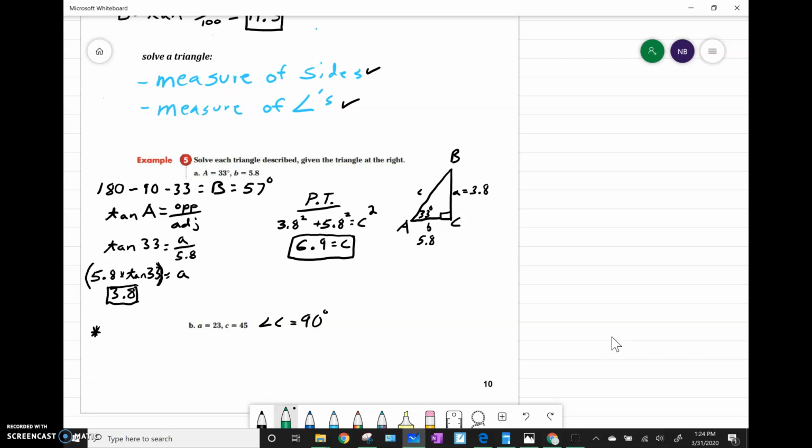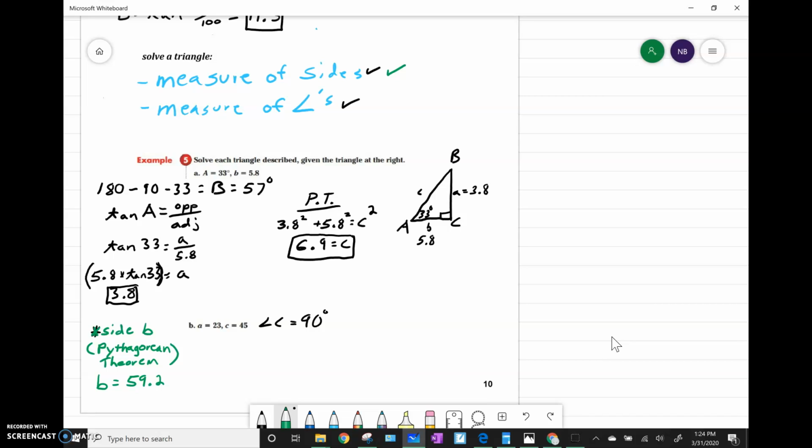let me switch colors here. To find side B, we're going to use the Pythagorean theorem. All right, and if we use the Pythagorean theorem with our measurements from A and C, we end up with side B is approximately 59.2. All right, so we can go back up here and check off that we've found the measure of all sides, okay?